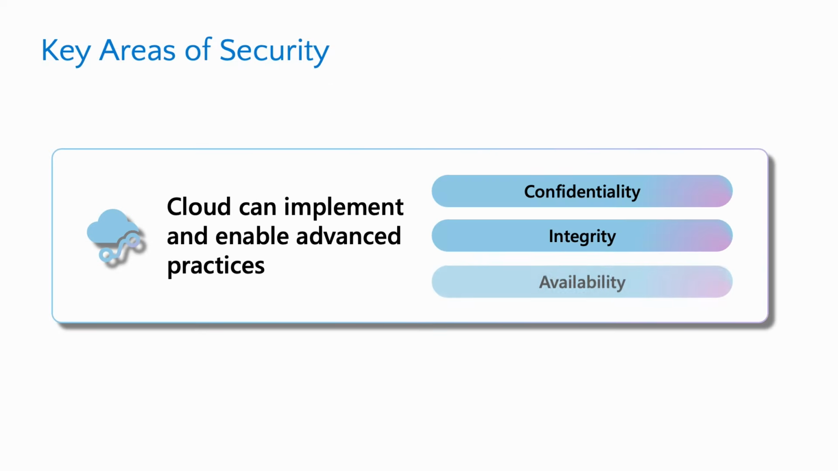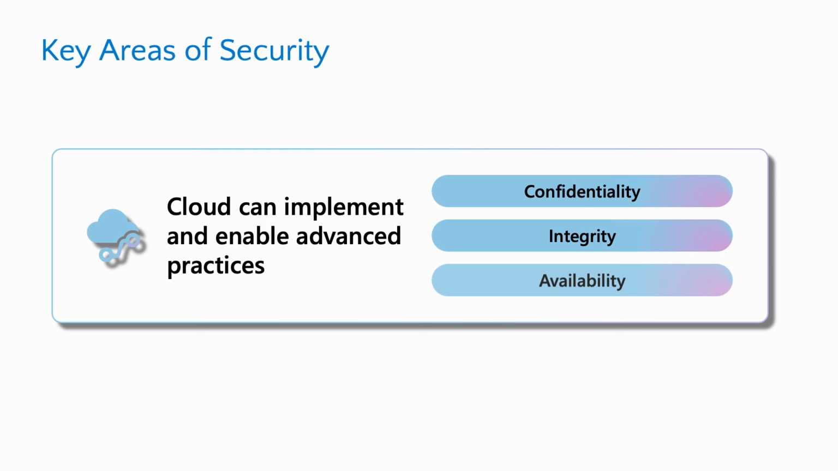So security is the essential first step in building reliable web applications. It protects against data breaches, ensures data integrity, and maintains data availability. The key areas of security, there's only three: confidentiality, integrity, and availability.